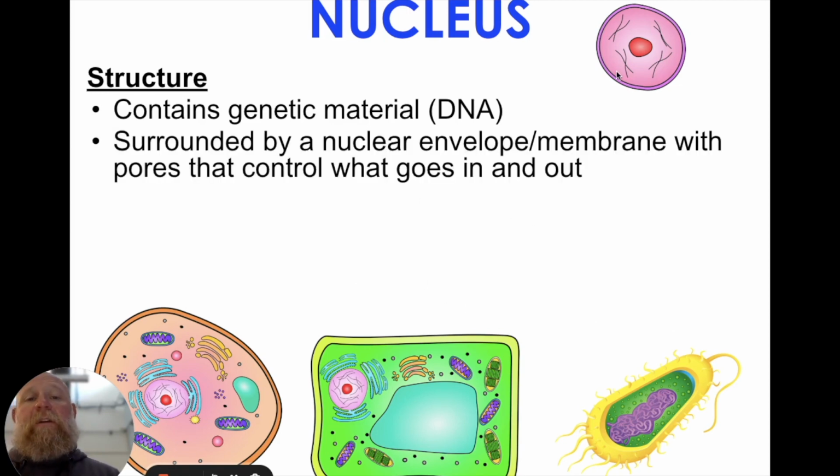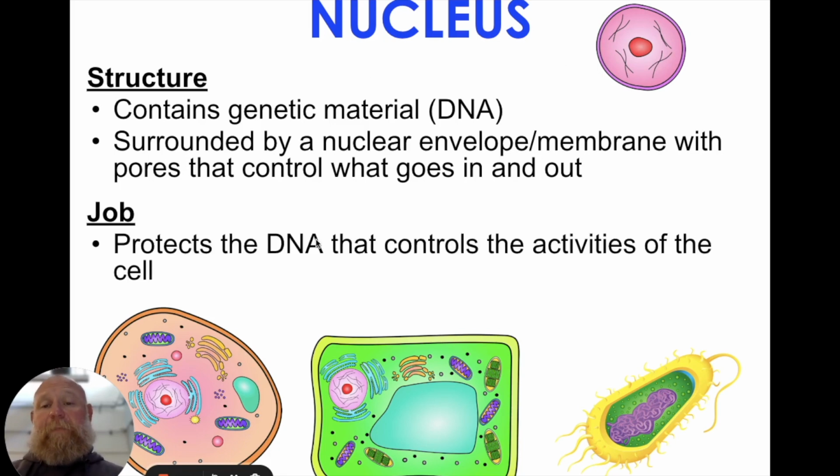It's surrounded by a nuclear envelope, which I called a membrane, or a membrane-bound organelle. This one is called a nucleus, which means center, nuclear in the middle, and it is very important. It's surrounded by a nuclear envelope, or a membrane, with pores that control what gets in and what gets out. That's very important for a storage center for who you are and who the plant is. So the job of the nucleus is to protect the DNA that controls all of the activities of the cell.